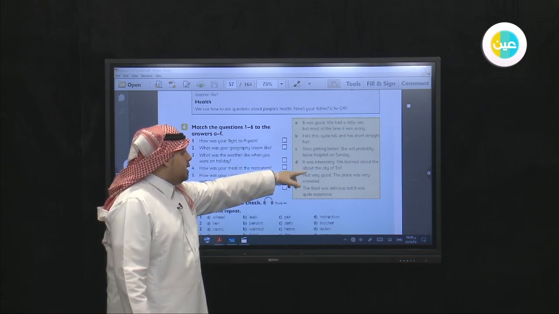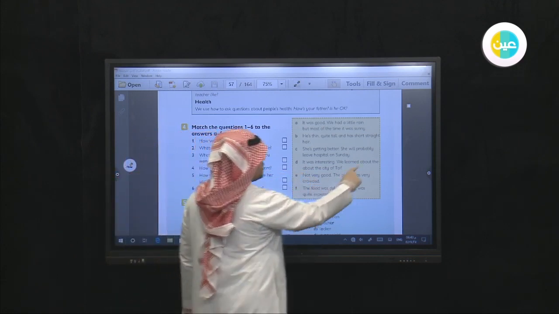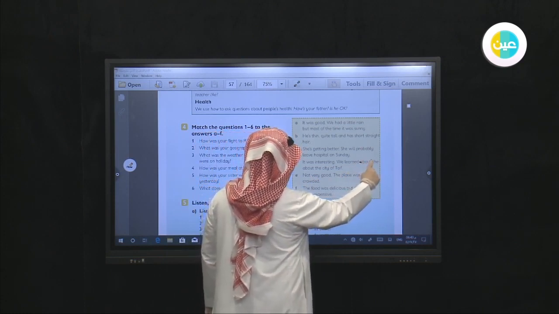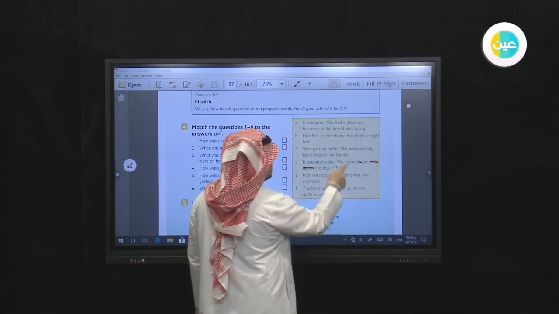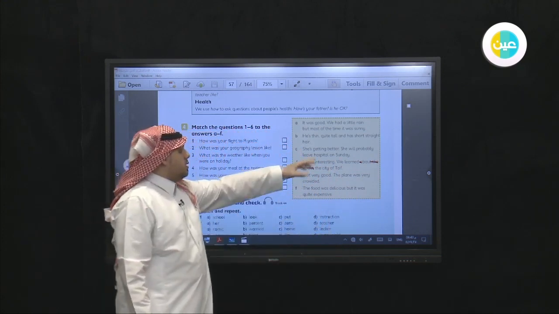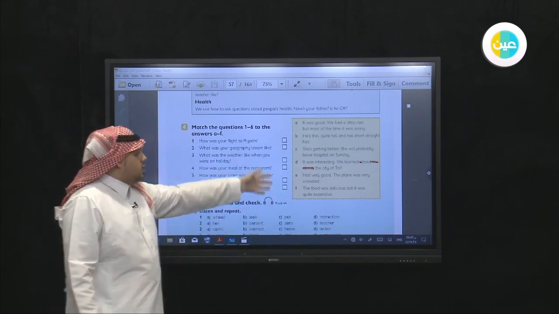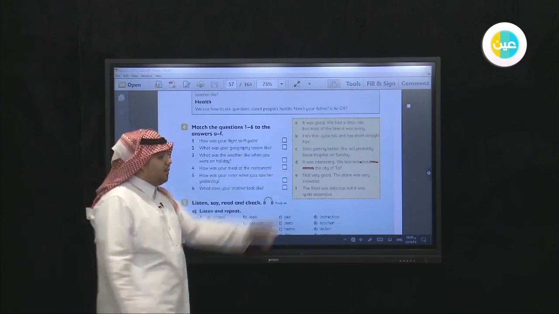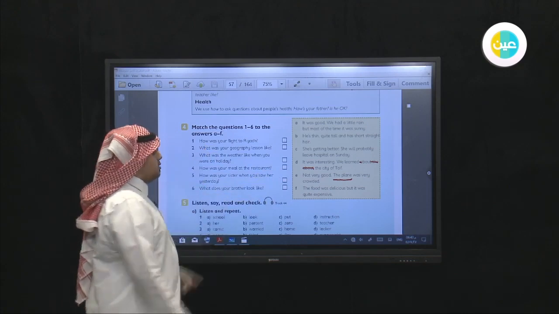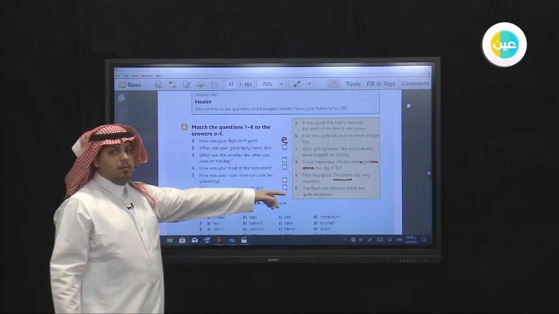It was interesting. We learned about the city of Taif. We're going to take off the about. No, I'm not talking about the city. Not very good. The plane. We have the plane here. The plane was very crowded. How was your flight to Riyadh? Well, we're going to take E because I'm talking about the plane.